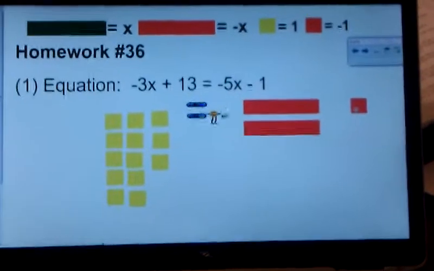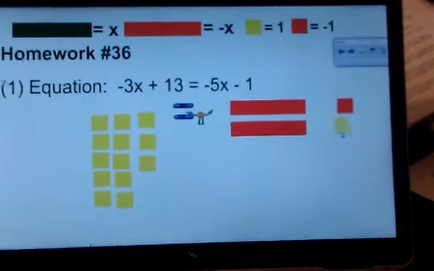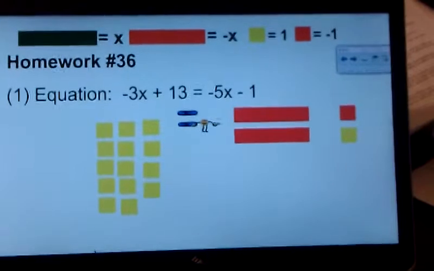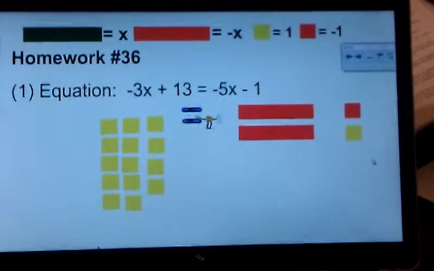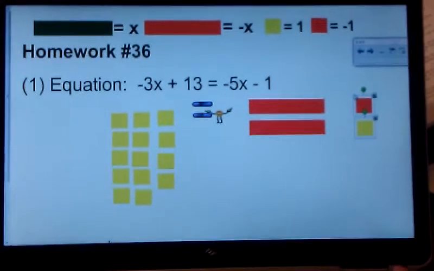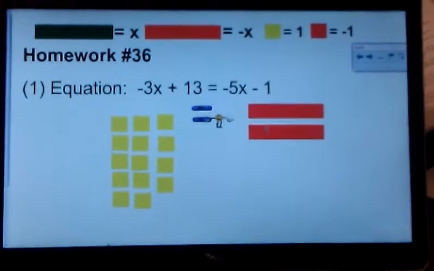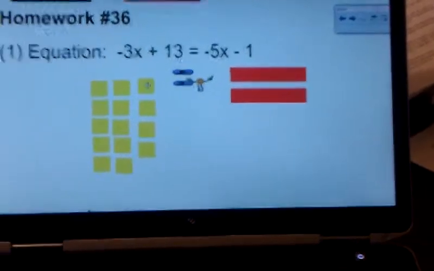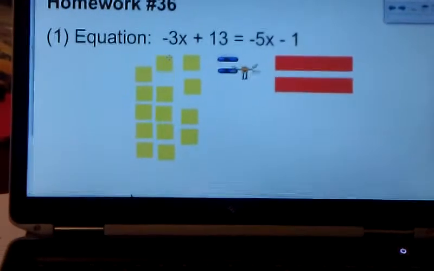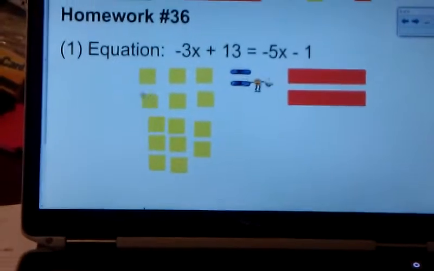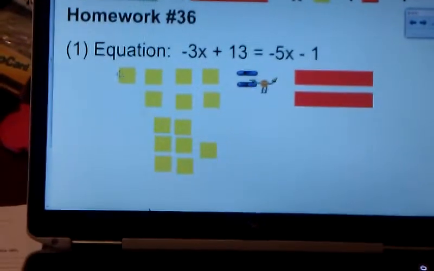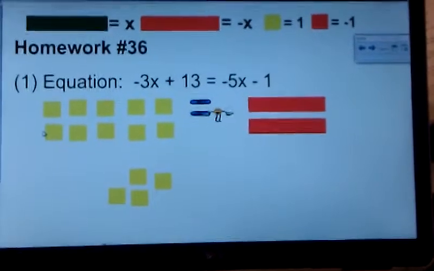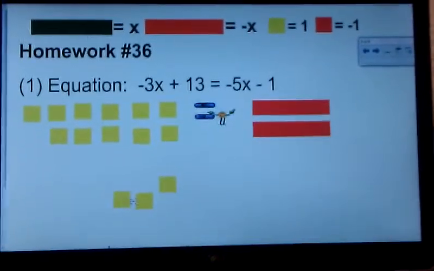I'm going to get rid of this negative 1 by adding 1 to this side. What I do to one side, I have to do to the other. Negative 1 plus 1 is 0, so these are removed. Now I'm left with negative 2x equals 14. So I separate these into 2 even amounts. So I'm dividing them equally.